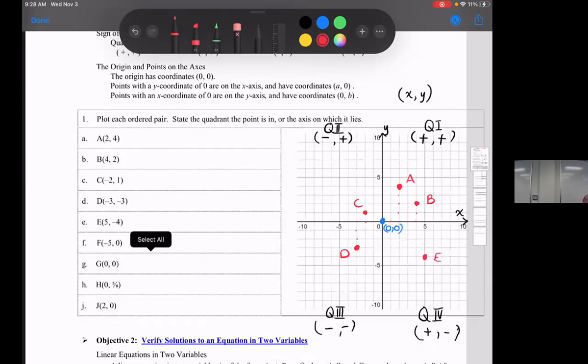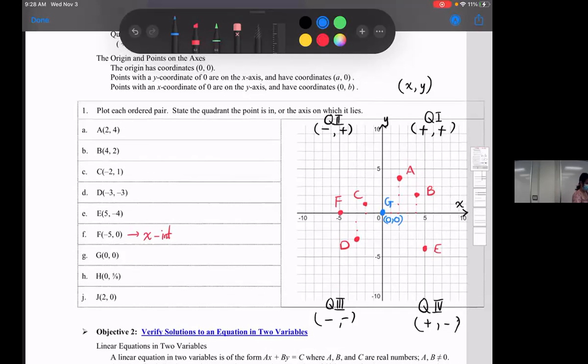And then F, negative 5, 0. X is negative 5, but there's no height. That's the x-intercept, right? So let me put a little note here. This is the x-intercept. Then 0, 0. That's the origin right there. The sweet spot.